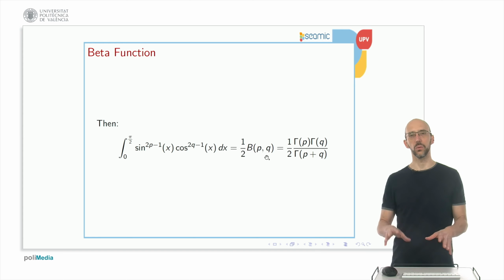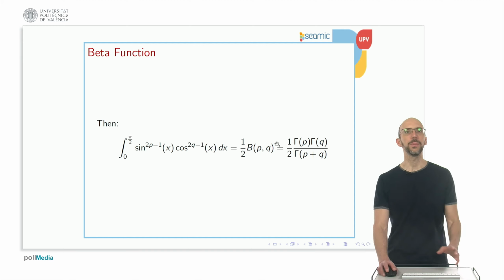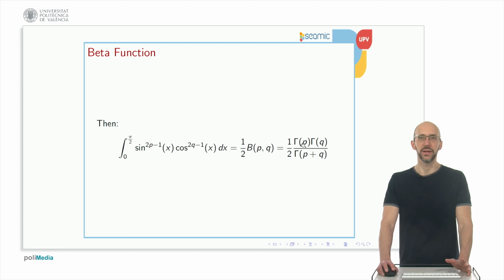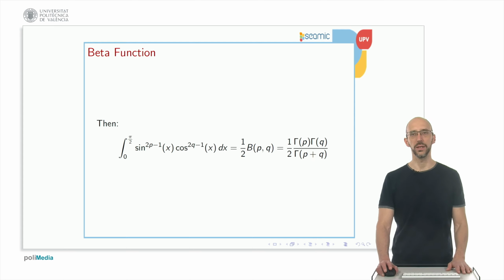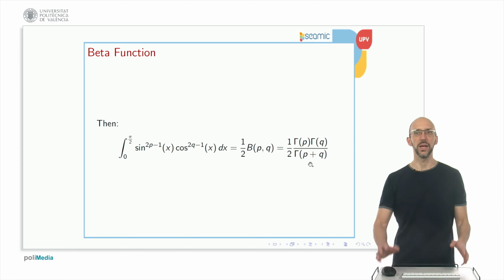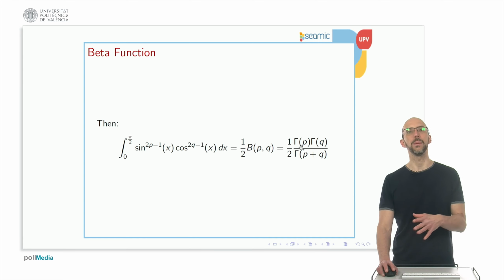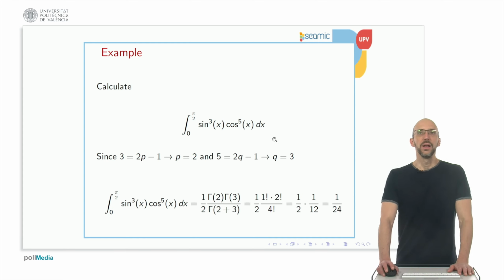And now is when the relation with the gamma function comes into play. The beta of p, q is exactly gamma p times gamma q divided by gamma of p plus q. And you need to remember how to calculate these values. What is gamma p, gamma q? We will see in a few moments how to do that, but anyway, you need to review this part if you don't understand what gamma p means. Let's see an example.